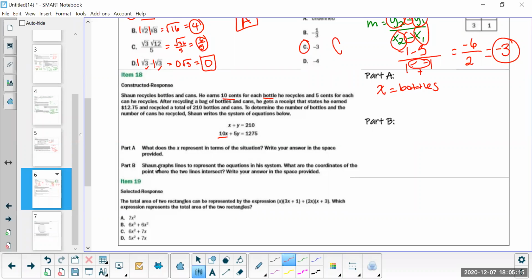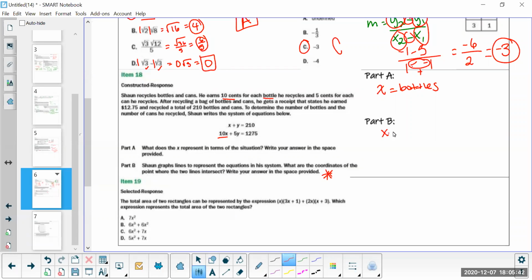Part B, Sean graphed the lines to represent the equations in his system. What are the coordinates of the point where the two lines intersect? At this point, you should go to Desmos, the graphing calculator on the exam that is inputted for you, and you can solve for y and put them in. If you do not know how to solve for y, you can use elimination because they're both in standard form.